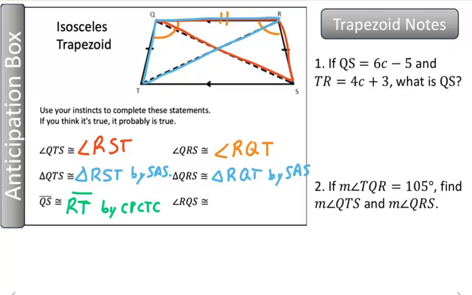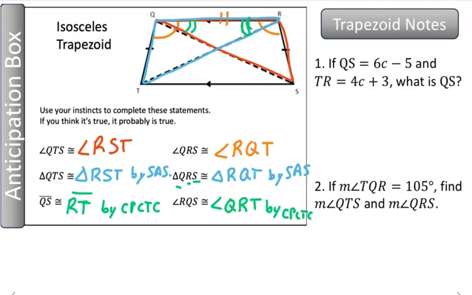All right, and then angle RQT, or sorry, RQS, excuse me, RQS. So that's second, first, third, would be congruent to second, first, third, QRT. And looking at the diagram, that does make sense. And that's by CPCTC. Corresponding parts of congruent triangles are congruent.